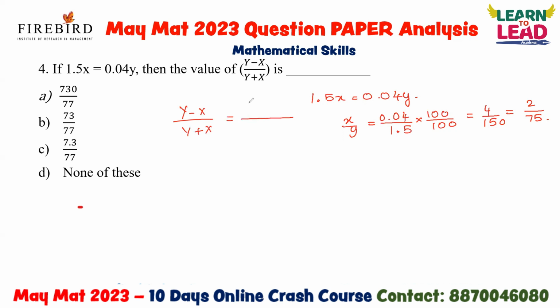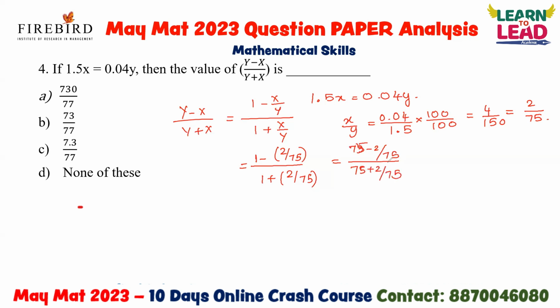Now they are asking what is the value of (y minus x) by (y plus x). Divide both numerator and denominator by y. So we get (1 minus x by y) by (1 plus x by y), which is equal to (1 minus 2 by 75) by (1 plus 2 by 75). If I take LCM, I'll get (75 minus 2) by 75 and (75 plus 2) by 75. So 75 I can cancel, and 75 minus 2 is 73, 75 plus 2 is 77. So 73 by 77 is your answer.